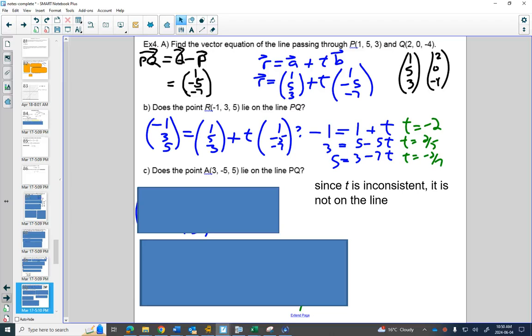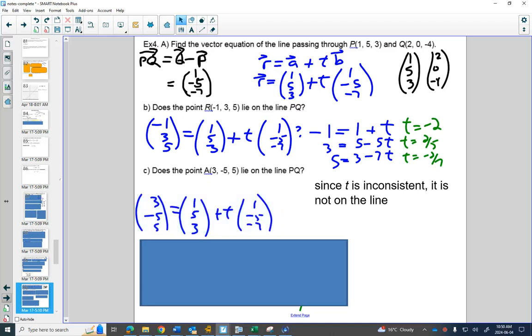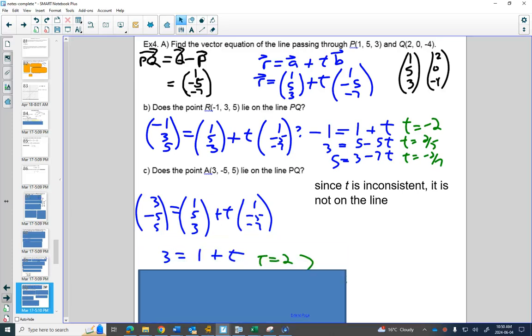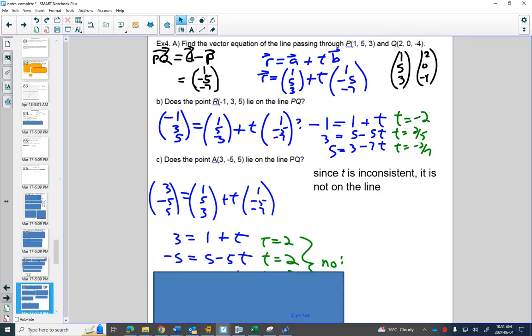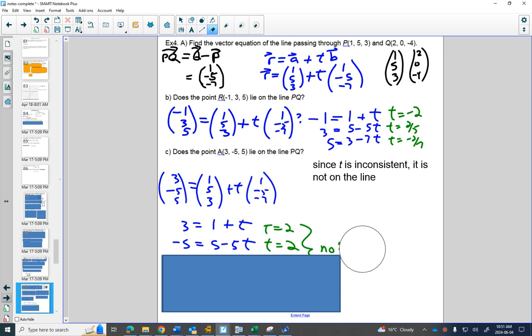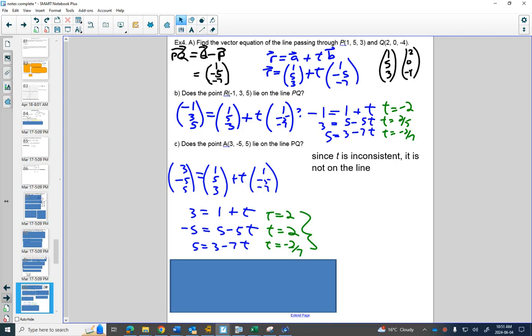What about 3, -5, 5? Plug it in. Look at your parametric equations. There's your first parametric equation. 3 would equal 1 plus t, and t would be 2. You look at your second parametric equation, and t would be 2. And then you look at your third, and t is -2/7.